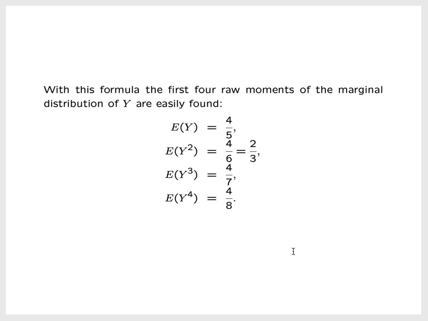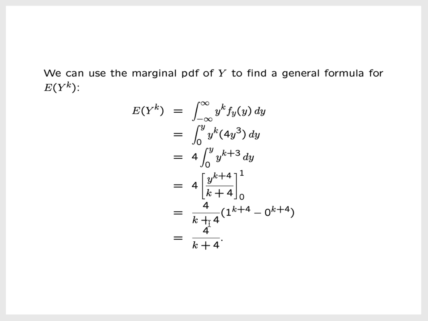Once we have that, it's very easy to find the first 4 raw moments. The expected value of y is 4/5. The expected value of y squared is 4/6, or 2/3. The third raw moment, the expected value of y to the third, is 4/7, and the expected value of y to the 4th, which is the 4th raw moment, is 4/8. Again, we're just using this formula here.